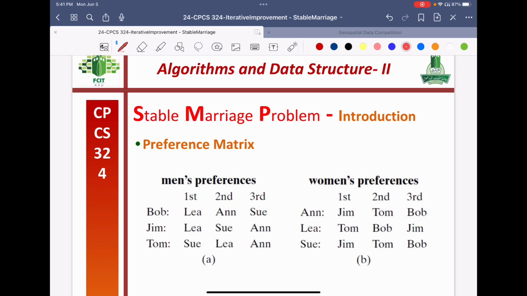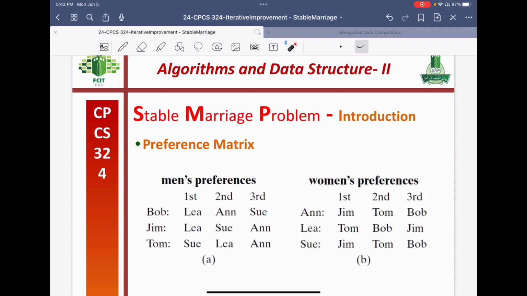فعشان كده, we made a matrix for the men's preferences and the women's preferences with the people we're going to be working with now. So the suitors we have are Bob, Jim, and Tom. هذول اللي هم العرسان, وبعدين عندنا العرايس اللي هم Anne, Leah, and Sue. So what the matrix basically says is, for Bob, Leah is his first choice, Anne is his second choice, and Sue is his third choice. It goes on. By column is the preference, and by row is the person.